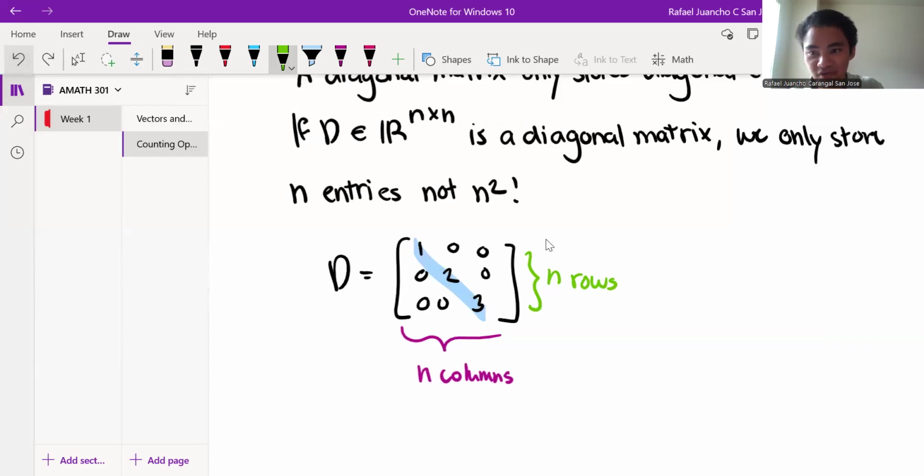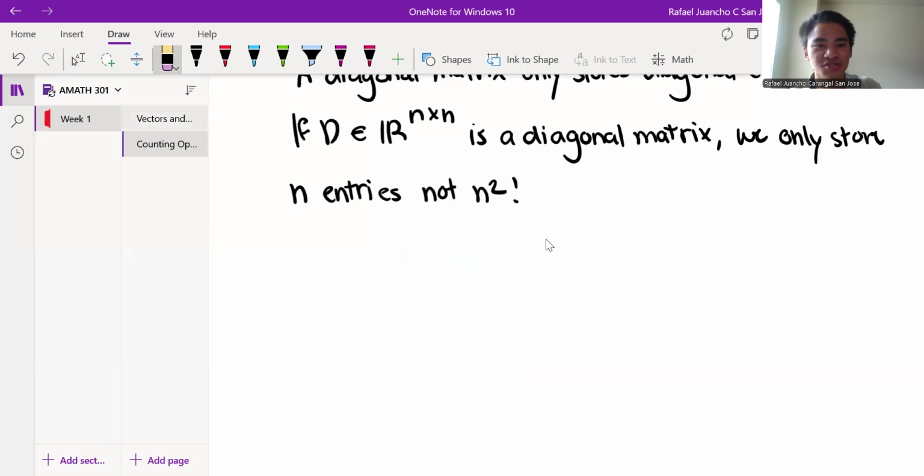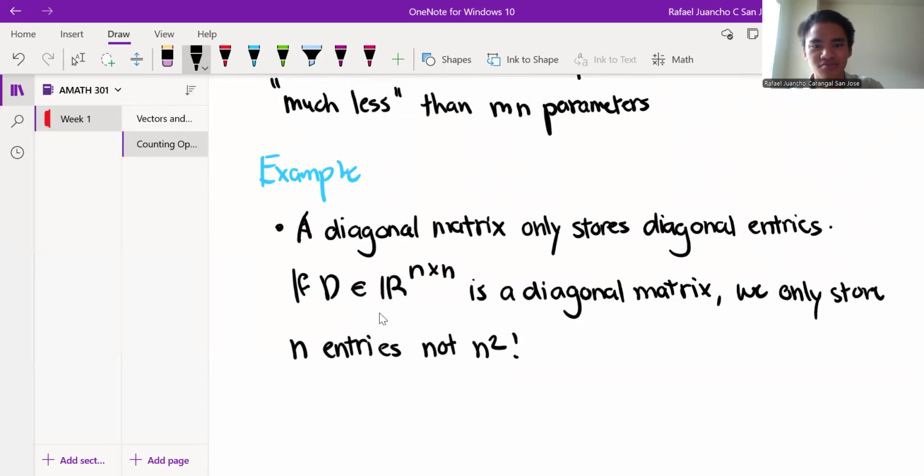How many numbers could we have stored if it wasn't a diagonal matrix? n squared. What's n squared? n is equal to 3. n squared is hence 9. We could have stored 1, 2, 3, 4, 5, 6, 7, 8, 9. We could have stored 9 values. But no, since it's a diagonal matrix, we only store n entries, 3 entries in our case. But in general, it's n. So that's for a diagonal matrix.